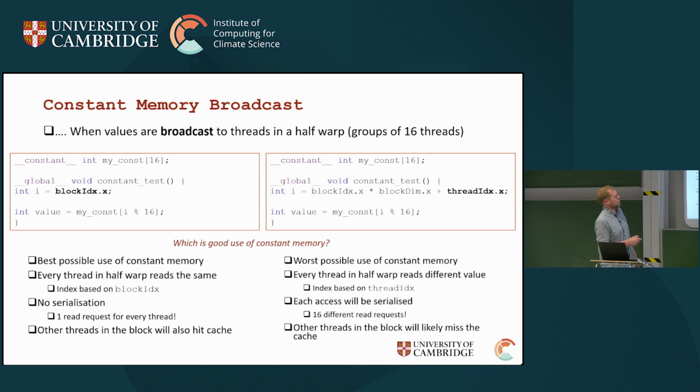So, good use of constant memory is this. Every thread within the warp is going to have the same value. They're all going to have the same blockIdx.x. On the right-hand side, every value of i is going to be different for every thread in the warp because it's based off threadIdx.x. If every thread within the warp has a different value, then we're going to be looking up a different value in constant memory, so it's not a broadcast read. In this case, it is a broadcast read, so it's one read request, which is great.